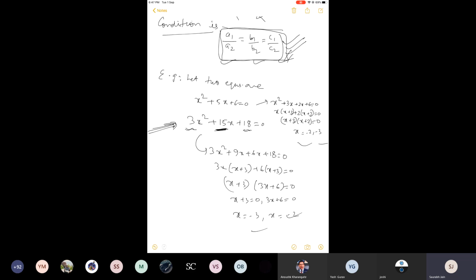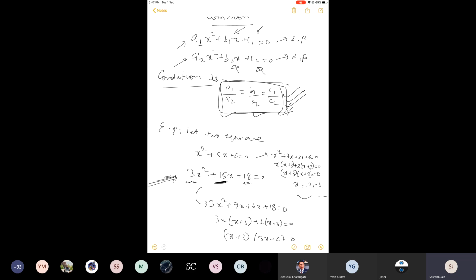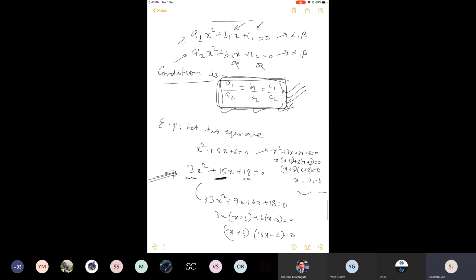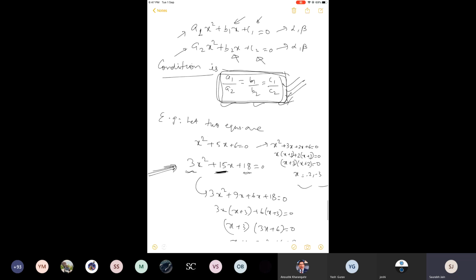Now this same thing, I can tell without actually finding their roots. How? By using this condition, or by checking this condition. See, if you compare the two quadratic equations in our examples, then what about a1 by a2? a1 by a2 is 1 upon 3 here. What is a1? Coefficient of x square, which is 1 in the first case, and a2 is 3. What is b1 by b2? b1 is 5, b2 is 15, so 5 by 15. What is c1 by c2? c1 is 6 and this is 18.